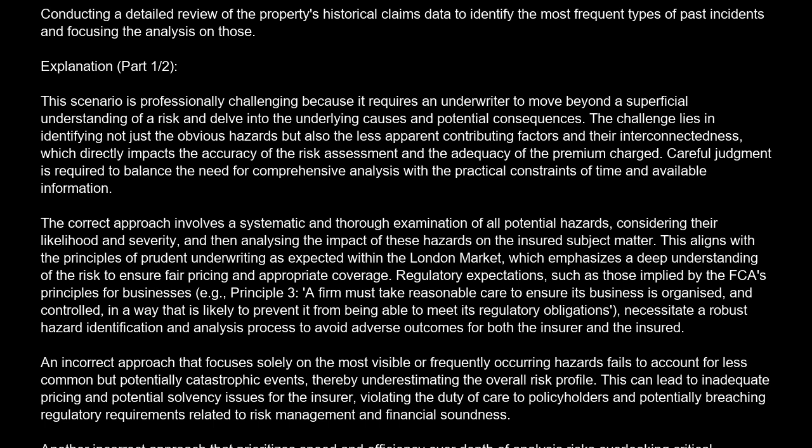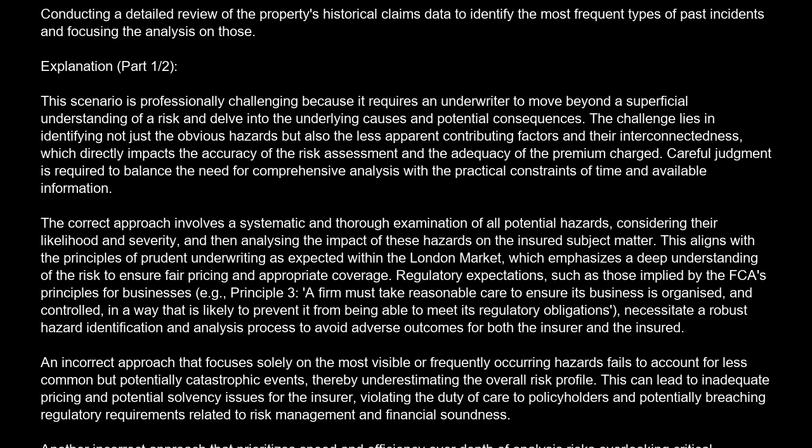Regulatory expectations, such as those implied by the FCA's Principles for Businesses, e.g., Principle 3, a firm must take reasonable care to organize and control its business responsibly, in a way that enables it to meet its regulatory obligations, necessitate a robust hazard identification and analysis process to avoid adverse outcomes for both the insurer and the insured.